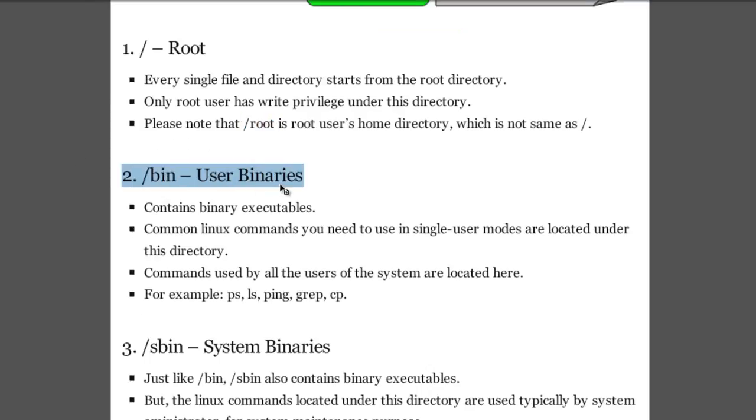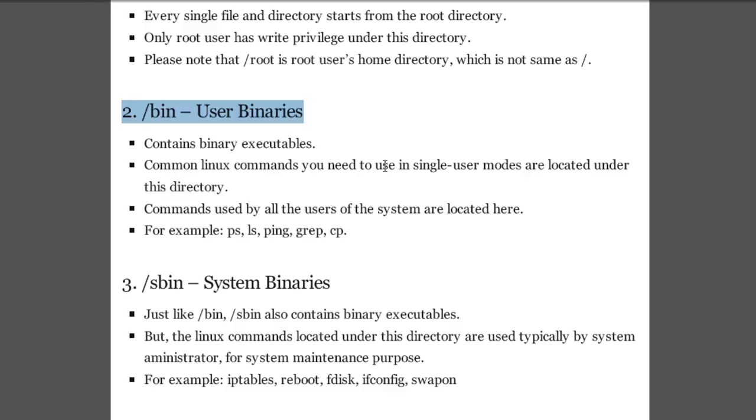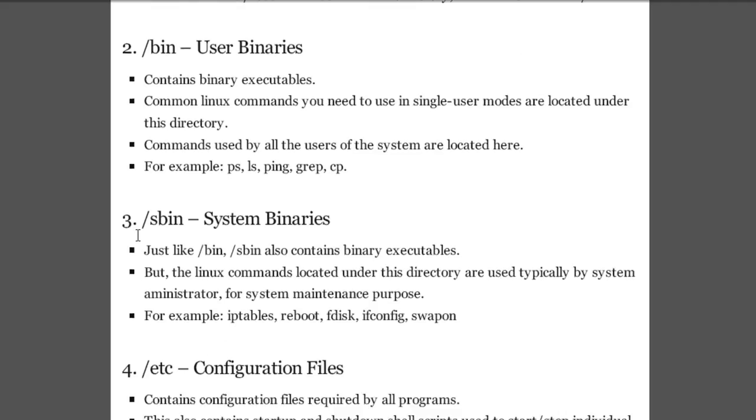After that we have the binaries. /bin is for user binaries. It contains the binary executable files and commands used by all the users of the system, such as ps, ping, grep, cp and so on. /sbin is for system binaries. System binary files are located here, just like /bin, various executable binary files, for example reboot, fdisk, ifconfig, swapon and so on.